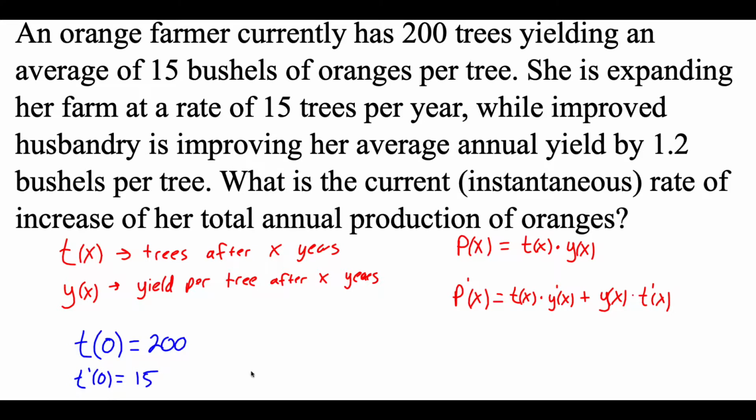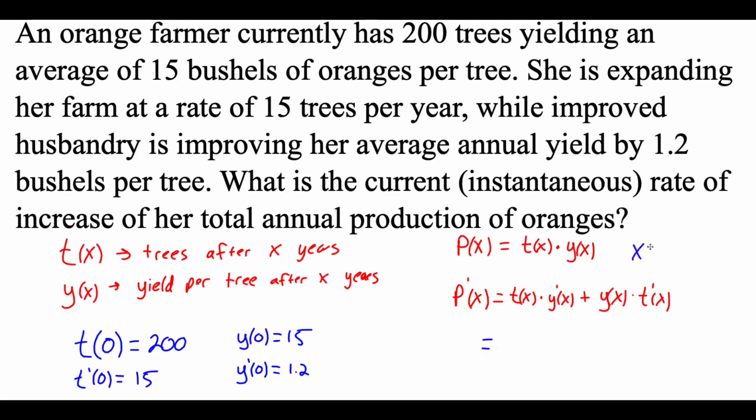Now if we're talking about the yield, the initial yield of the trees is 15 bushels, but then we're improving that average annual yield by 1.2 bushels per tree. So the rate of change of the yield, so the derivative of the yield, is that 1.2 bushels. So we can take all of this information from these functions that we've built and the information that we were given, and we can find the rate of change for the production using this product rule.